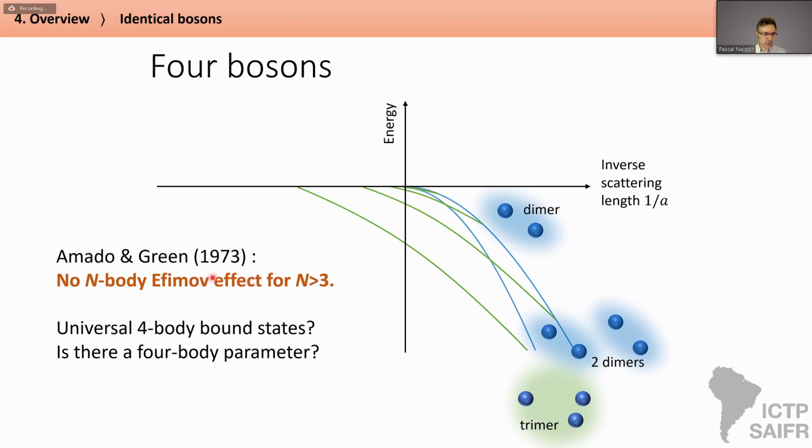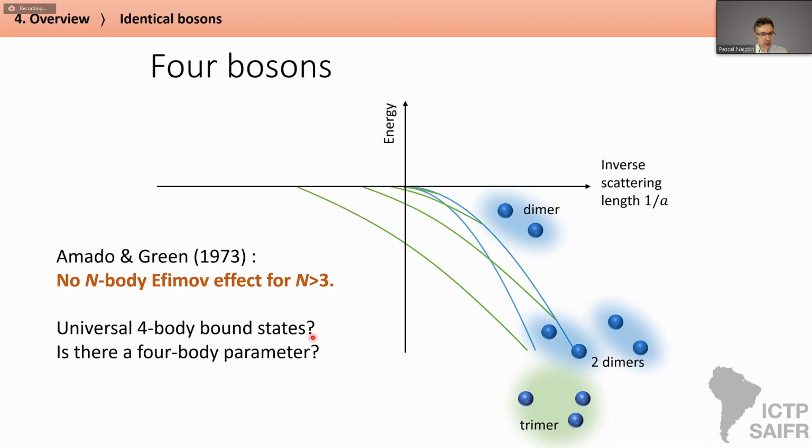By n-body Yefimov effect, they meant that close to the appearance of an n-1 state with n-1 bosons, there is an infinite number of n-body states. There is not an infinite number of n-body states that appear just at this particular point. So that would be a generalization of the Yefimov effect for larger number of particles, but that does not occur.